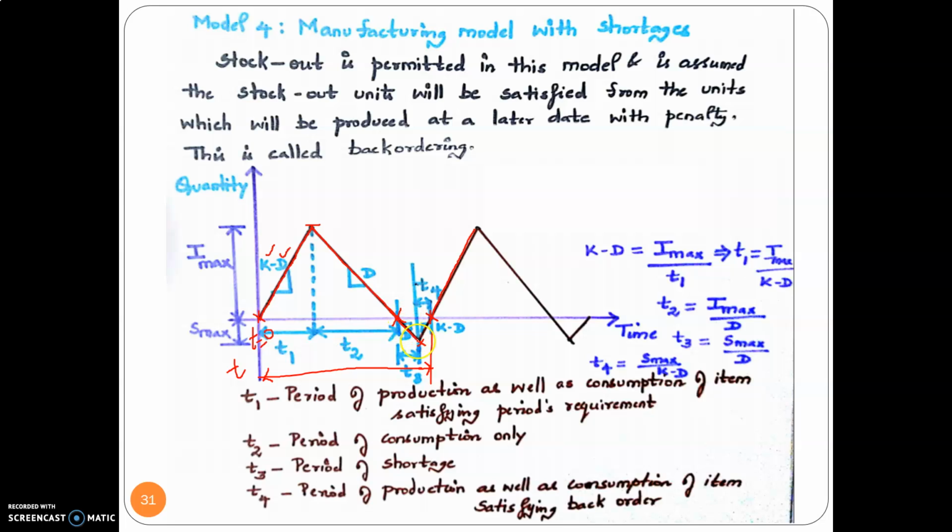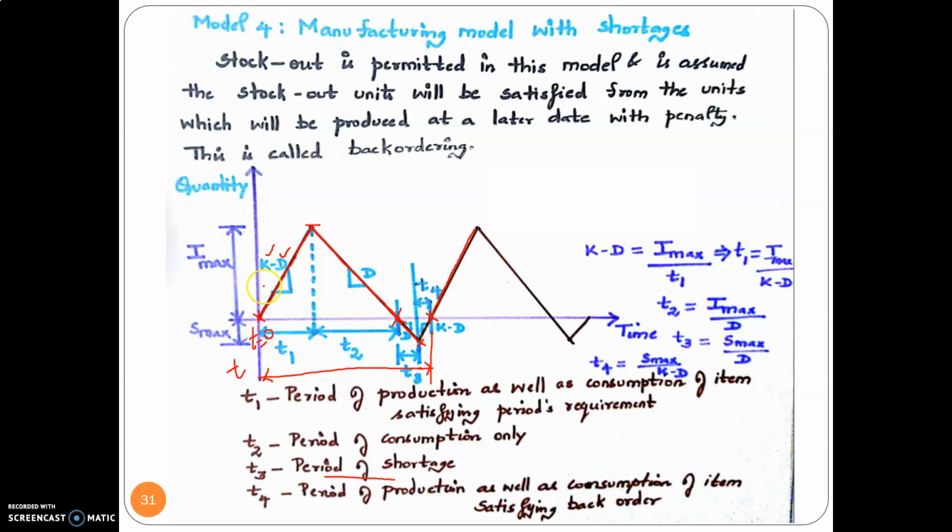From 0 to the maximum negative inventory, that time period is T3. The slope of this curve is still D, because you are extending this demand. So during this period T3 there is only consumption, but since you don't have the inventory, that will be leading to shortage. So this is a period of shortage. And T4, here production starts, and during this time period the stock out quantities, that is back ordering, are satisfied first.